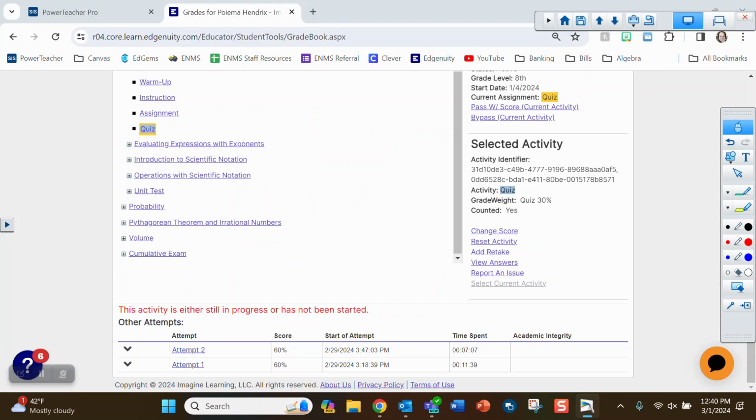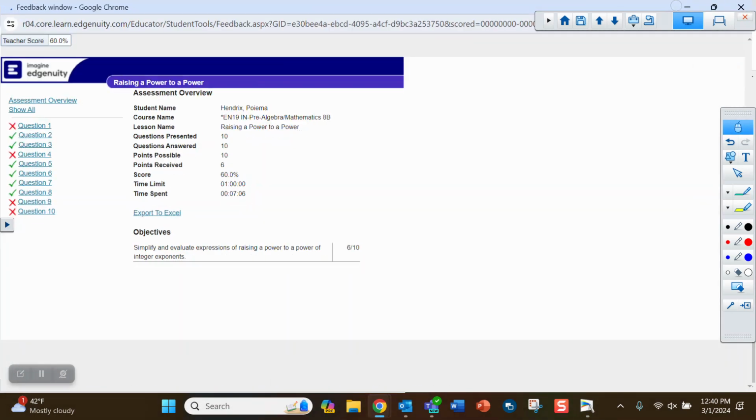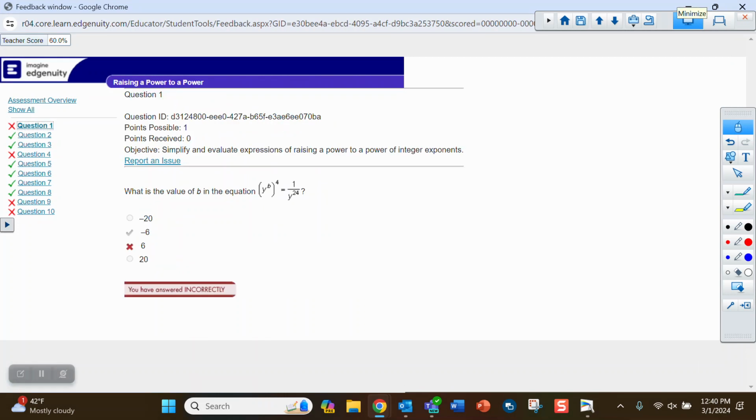All right, now in your second attempt, I haven't opened this one yet actually to see what you missed. It's possible some of these are repeated. First question says, what is the value of b in the equation? y to the b times 4.